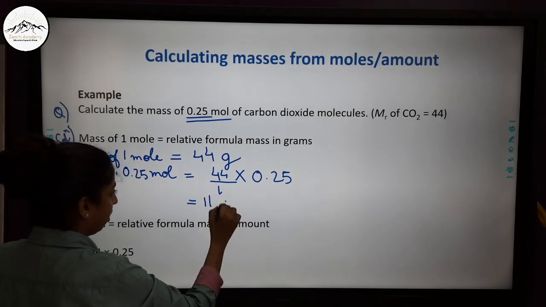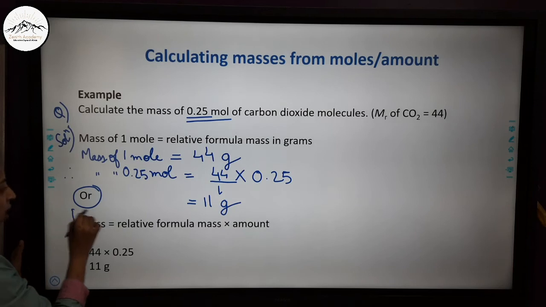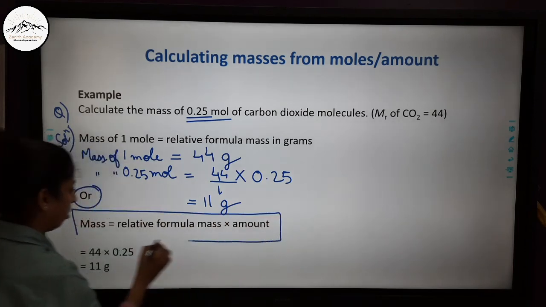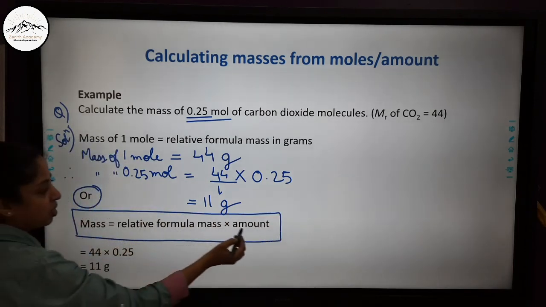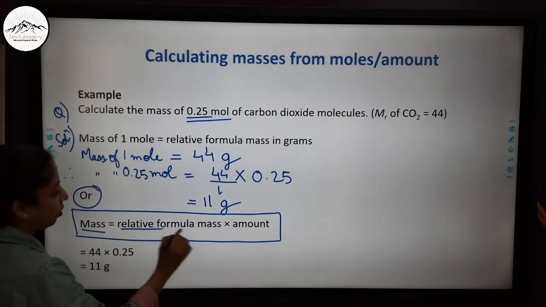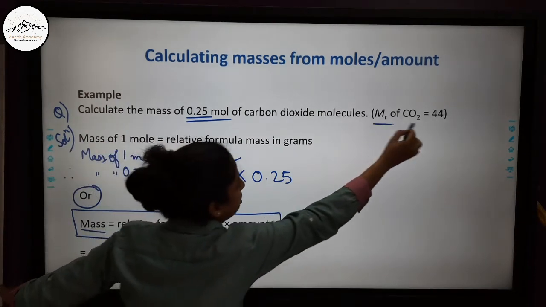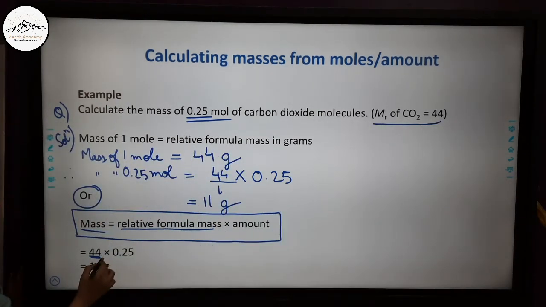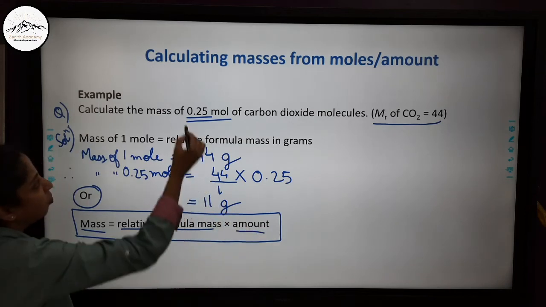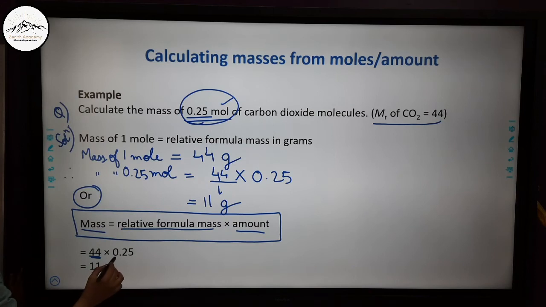which is 11 grams. Or you can simply use the formula: mass is equal to relative formula mass into amount. Okay, so the mass is equal to, what is the relative formula mass? Relative formula mass is 44, which is given in the question. Okay, into the amount, and amount is also given in the question. Mole is the unit of amount, so 0.25. You can directly write it as 11 grams.